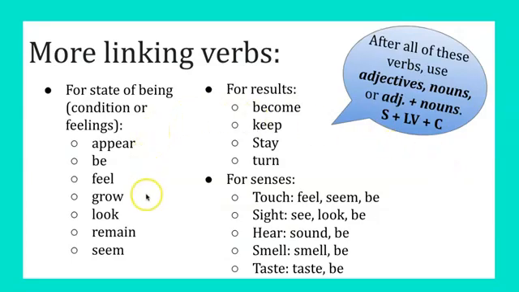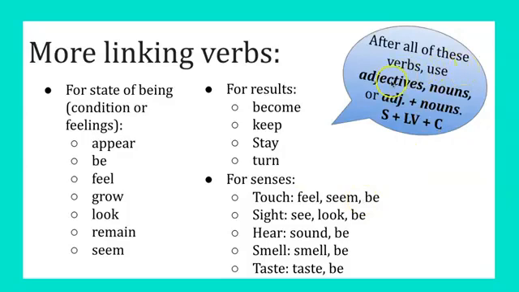Use these verbs here. Maybe you're explaining results, talking about results. You can use these verbs to do that. Or for the 5 senses, touch, sight, hear, smell, taste, you have different verbs you can use. If you want to talk about the touch of something, you can use the verb feel, the verb seem, or the verb be.